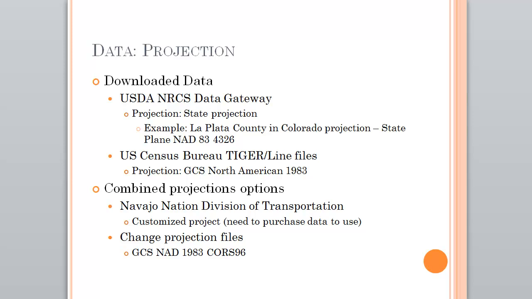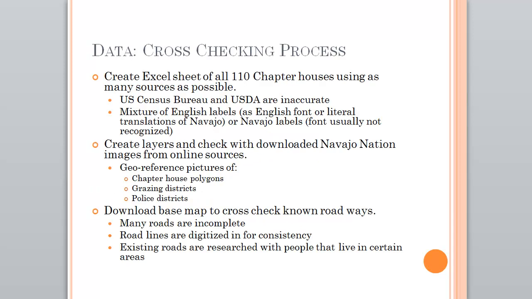The projections are based off of 73 base points around the Navajo Nation, and it minimizes distortion. And maybe in the future, if I do get the information, I could reproject the files. In my case, I used the GCS NAD 1983 Cores 96 just to have a common projection file amongst all the data. So every time I imported, I reprojected all my polygons to that projection system.